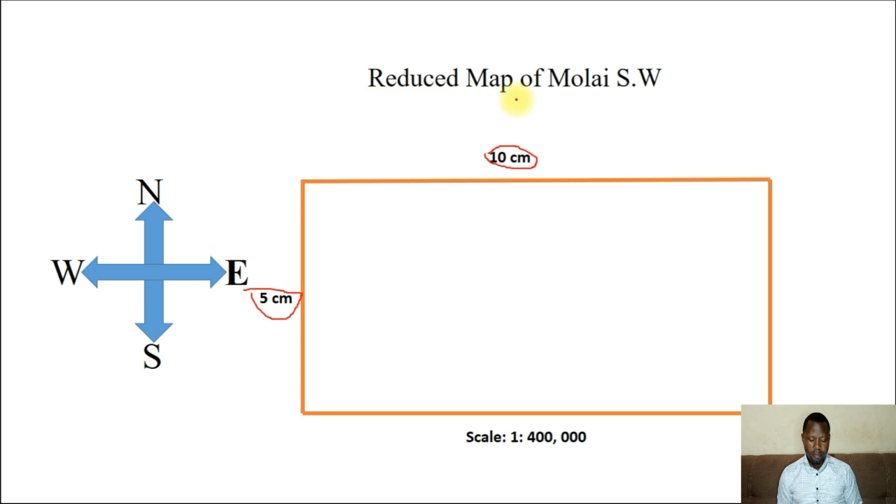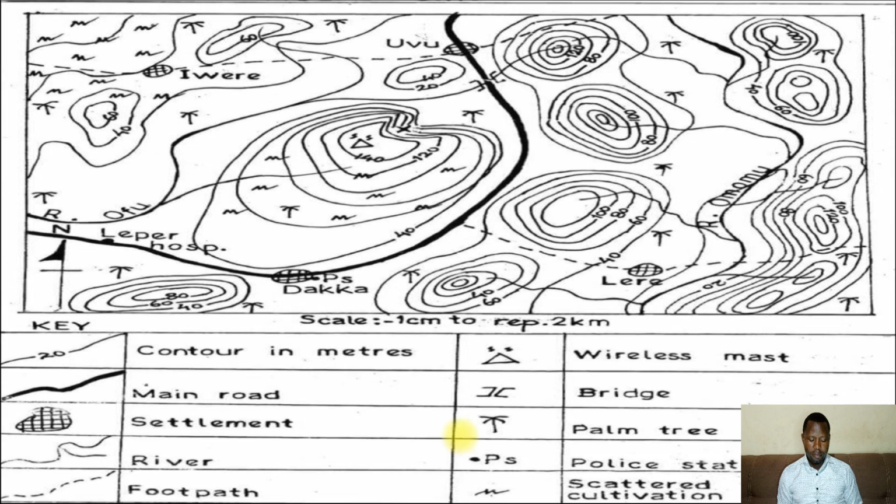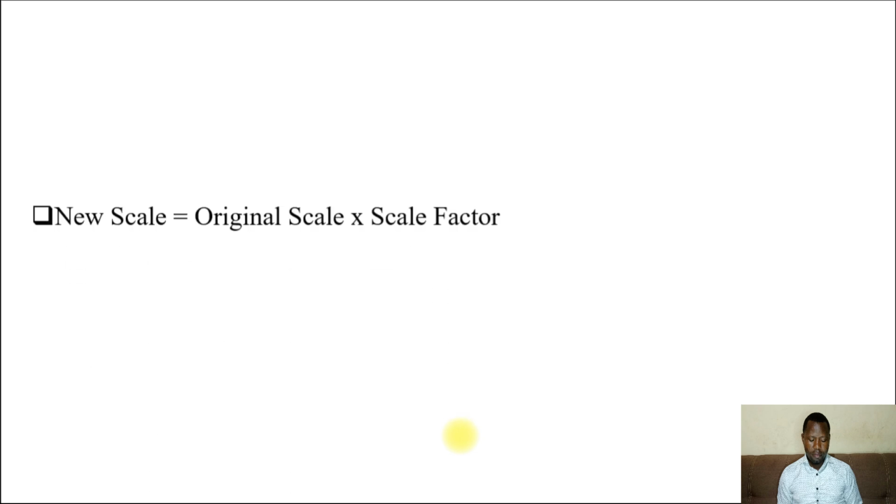We have to get a heading for our reduced map. So we have a reduced map of Mulai Southwest. Then don't forget to put your new scale. So my new scale is down here. Now, how do we get a new scale? It's very important. I already said, looking at the original map has a scale of 1 centimeter on the map, representing 2 kilometers on the ground. So we take notice of it very well.